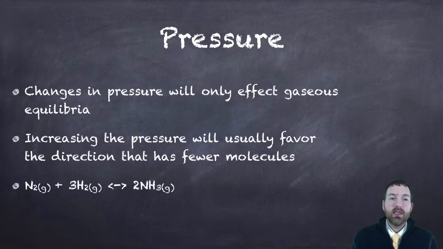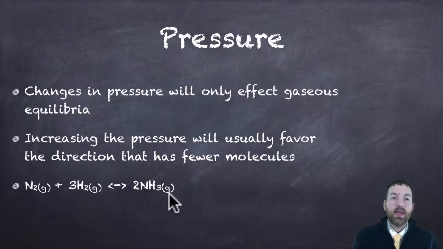So let's look at this example here. N2 plus H2 makes NH3. If I pressurize this whole system and I am being asked which way will the reaction shift, to the right or the left, the first thing I need to do is check to make sure all the components of this system are gases. So I have a gas plus another gas makes a gaseous product. So yes, this is a gaseous equilibrium.